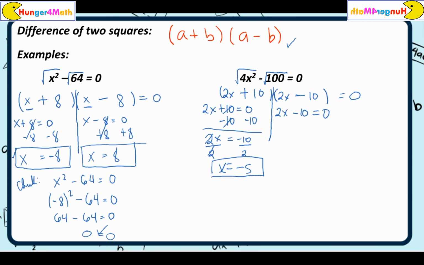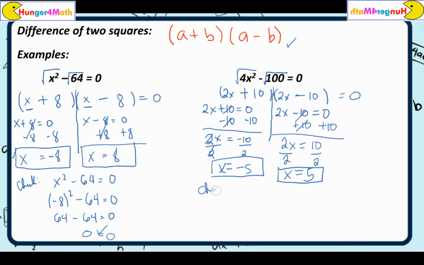For the second factor, we add 10 to both sides. Then bring down 2x. This becomes 2x is equal to 0 plus 10, which is 10. Then divide both sides by 2. So the second value of x is equal to 5, as we divide 10 by 2.